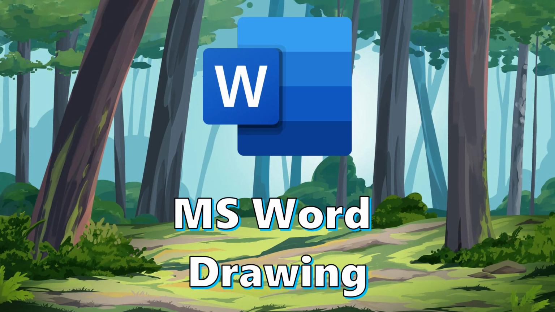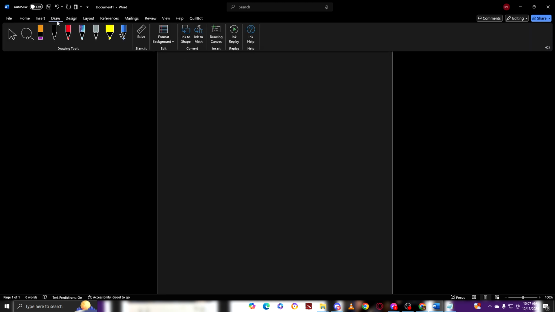MS Word Drawing. Today's video, I'm going to teach you how to draw in Microsoft Word. To draw in Microsoft Word, the first thing you need to do is open up Microsoft Word and then click on Draw. Here we have options, as you can see. Here are all the options that we can use to draw.